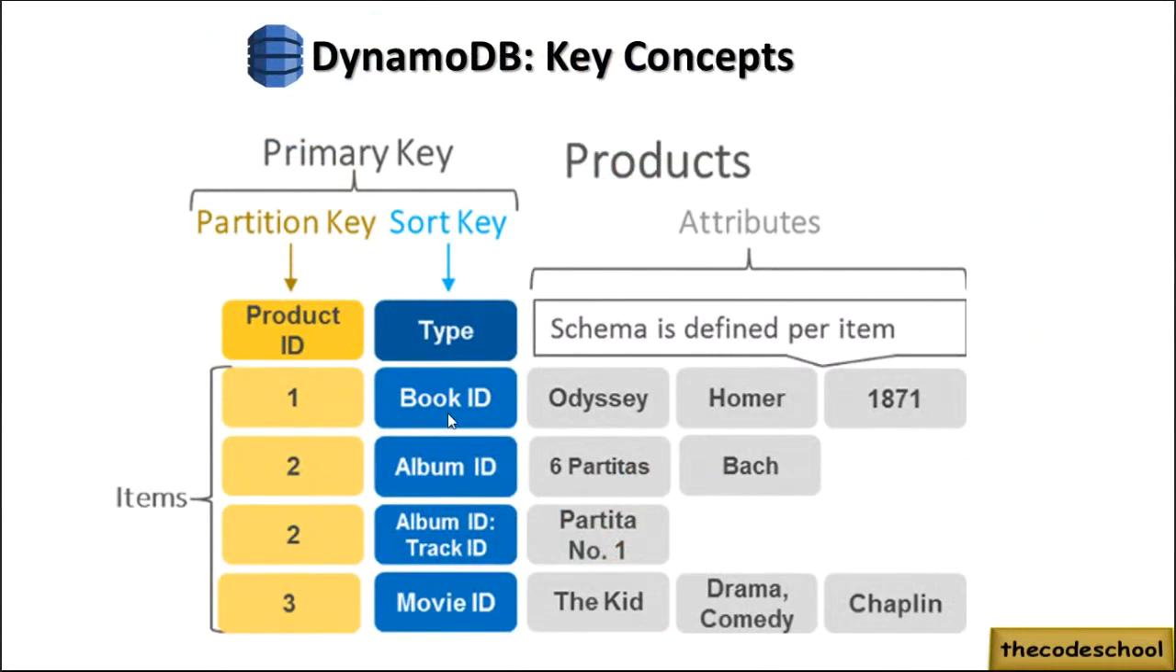Then you have different attributes other than the primary key. So primary key and then the attributes. Attributes are different data entities. You can compare an attribute with a column in an RDBMS.